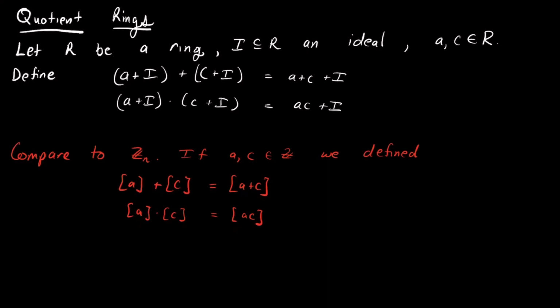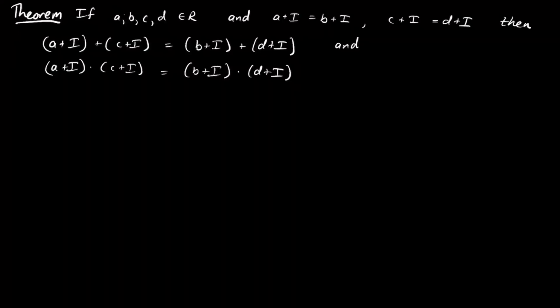So now we're just extending this definition to all rings instead of just restricting ourselves to Z mod n. Okay, so before we discuss the structure of R mod I under these operations, we have to prove that these two operations are well defined. The idea being that if I take two representatives of the same coset, so a plus I is equal to b plus I, and another coset, c plus I equal to d plus I, that no matter what representatives I pick, the sum comes out the same and the product comes out the same. That is that (a plus I) plus (c plus I) is the same as (b plus I) plus (d plus I), and (a plus I) times (c plus I) is the same as (b plus I) times (d plus I). So we need to prove that these operations are well defined.